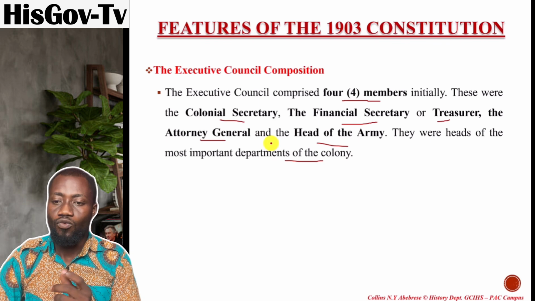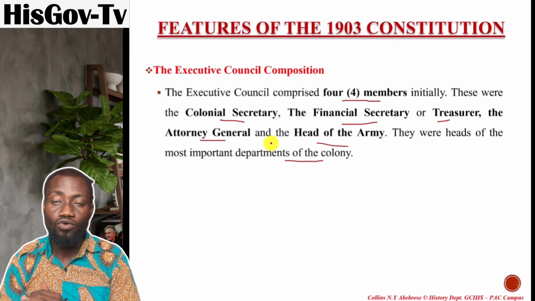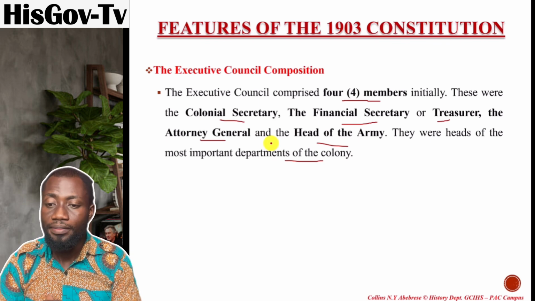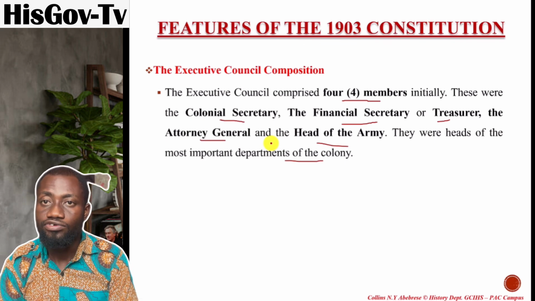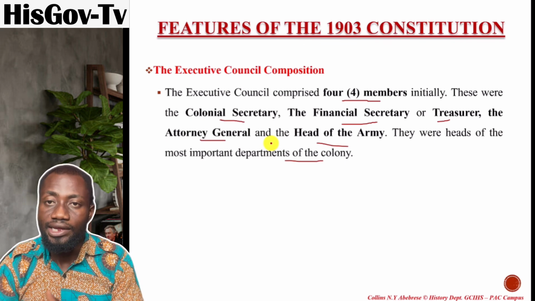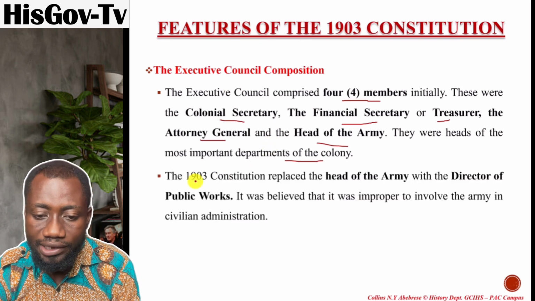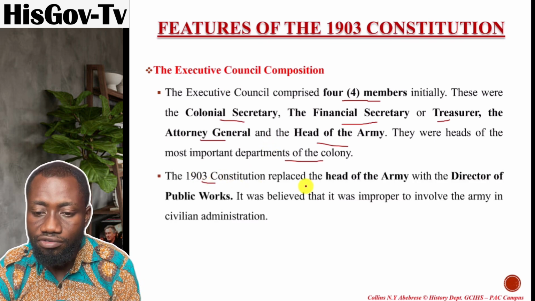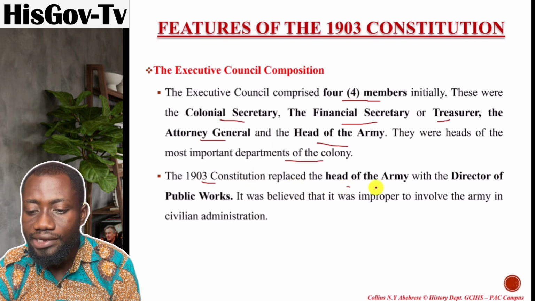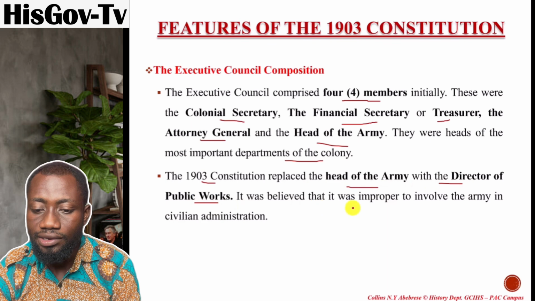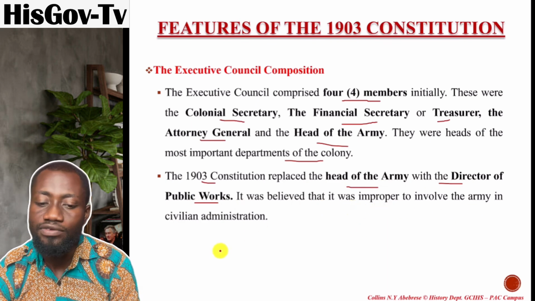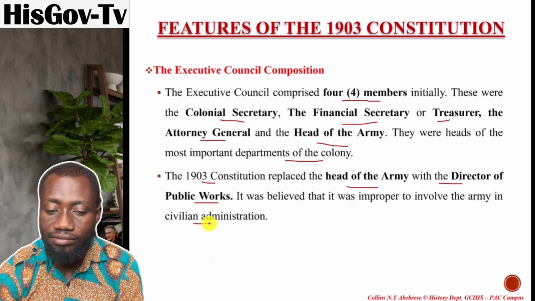The 4: first of all, the colonial secretary, who was not in the colony but in the UK; the financial secretary or the treasurer; the Attorney General; and the head of the army. Now, this is what then happened. In the 1903 Constitution, it replaced the head of the army with the Director of Public Works. It was believed that it was improper to involve the army in civilian administration.